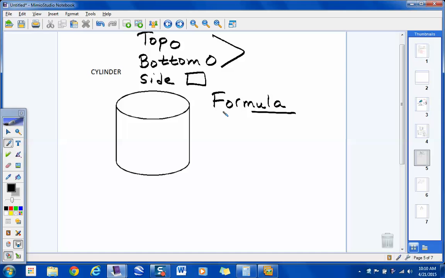Mariah, can I come back to you? What was the area formula for your circle again? Just tell me, just a circle. Pi r squared. Pi r squared. Step one.